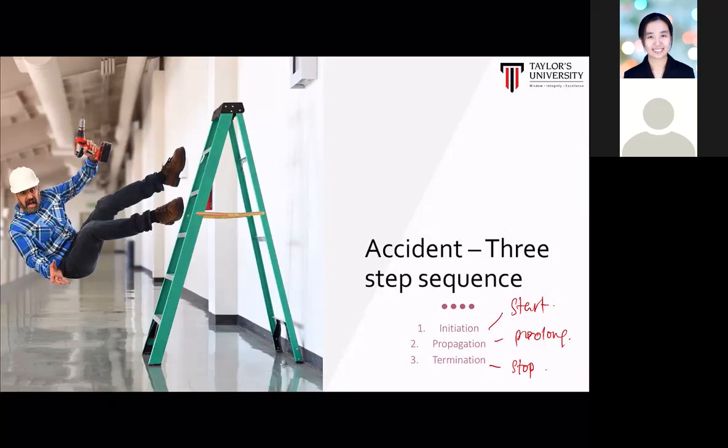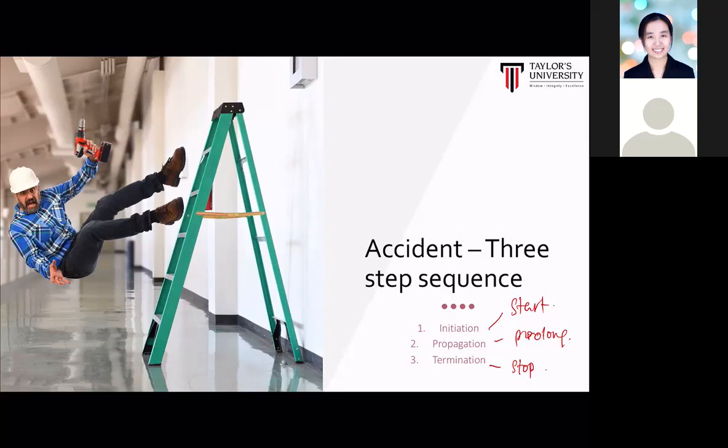And for all 3 steps, we can take actions. Some are what we call preventive actions, some are corrective actions. Meaning if there is a fire, termination is to stop the fire. How do we stop it? Maybe we have sprinklers, fire extinguishers, this and that to stop it. So that is action taken to correct the accident.